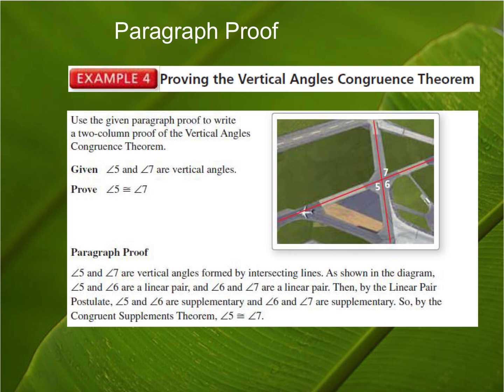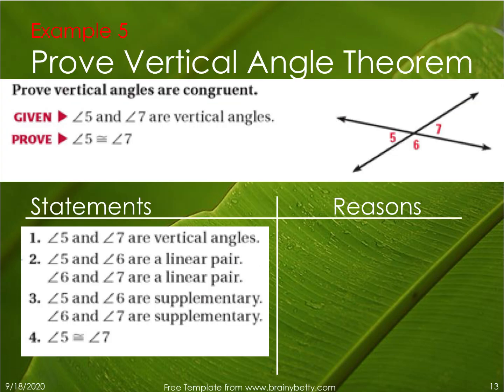I know this is a lot. We will not be doing paragraph proofs. We will just be doing 2-column proofs. So let's go ahead and do this 2-column proof. Looking at it: prove vertical angles are congruent. Look at my statements. Given angle 5 and angle 7 are vertical angles. Prove that they're congruent. What's my reasoning for my first statement?